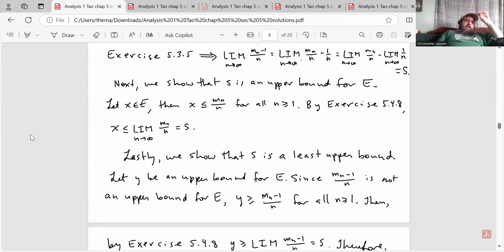Let x be an element of E, then x is less than or equal to m sub n over n for all n greater than or equal to 1. By exercise 5.4.8, that means that x is less than or equal to the limit as n goes to infinity of m sub n over n, which is equal to s. Let me just show you exercise 5.4.8.